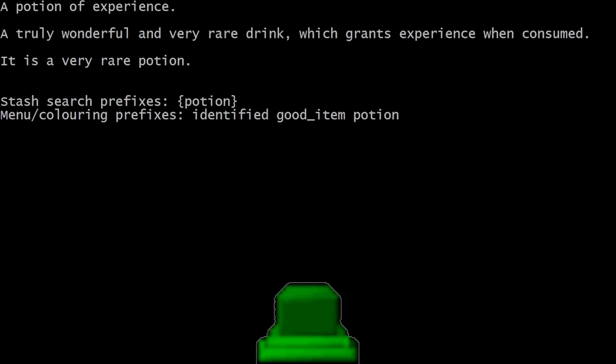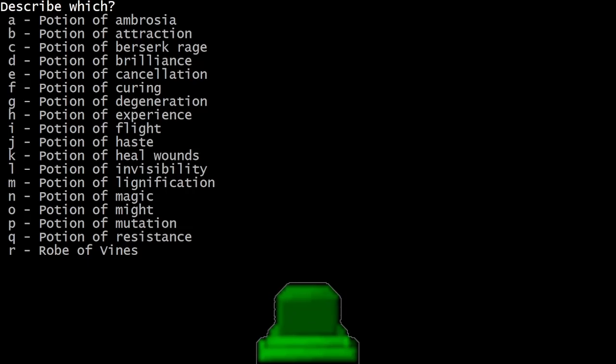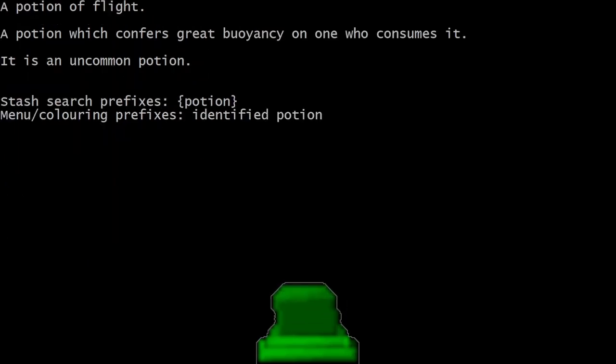So yeah, anyway, next on our list we have Potion of Flight, a potion which confers great buoyancy on one who consumes it. It is an uncommon potion. This potion has some utility. It is a rather trash potion, very rarely truly useful and impactful, but it does have some utility to be able to fly. You can avoid lava, you can avoid deep water in situations where you know that you may want to maneuver through those to run away from enemies or run towards enemies. It is important to keep that in mind.